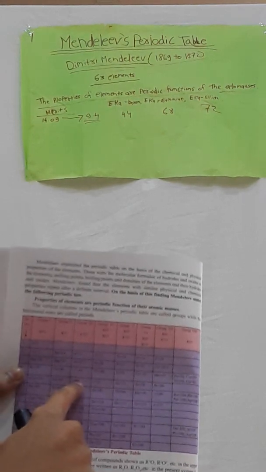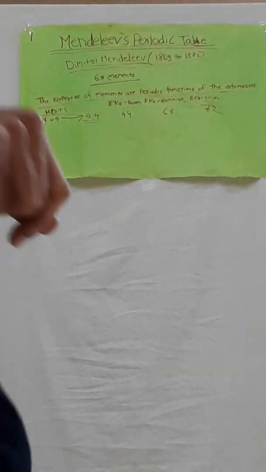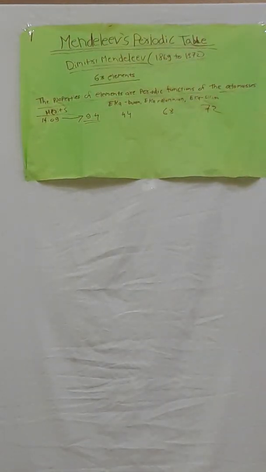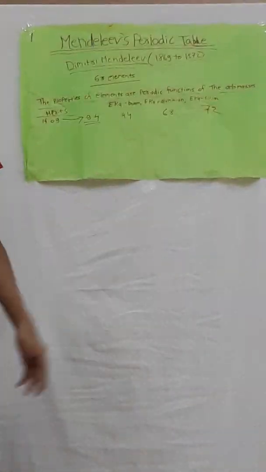He has given the names as Ika boron, Ika aluminium, Ika silicon. In this way, the merits of the Mendeleev's periodic table.